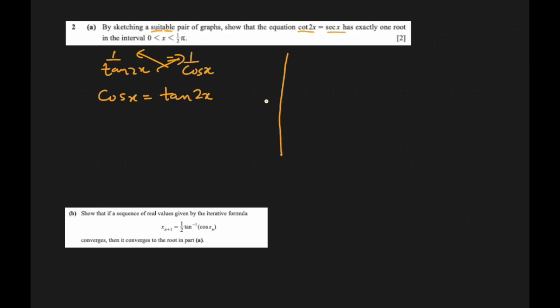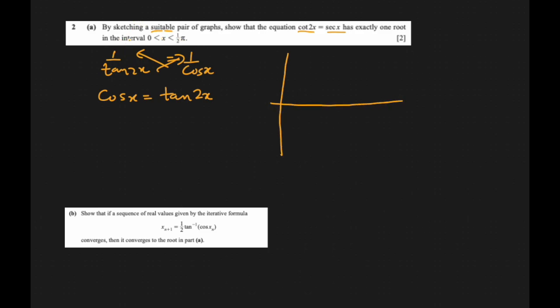Though I know the graphs of cot and secant also, what will I do? I'll write it as 1 over tan 2x, which is cot 2x, equal to 1 over cos x. Let's cross multiply, it goes there, this goes here. So cos x is equal to tan 2x. And the cos x graph is known to us. I will just sketch it. I hope I'll be clear enough.